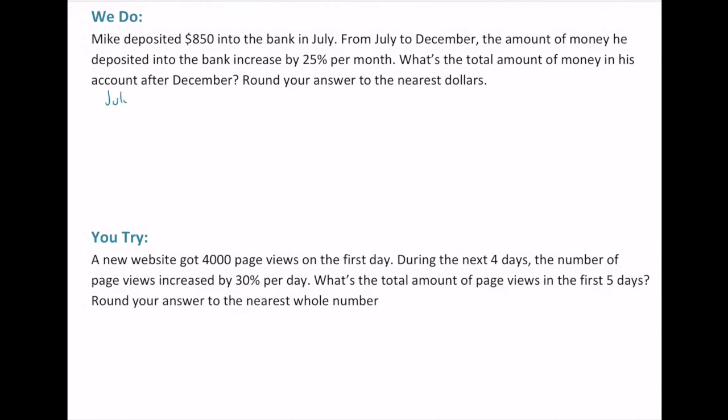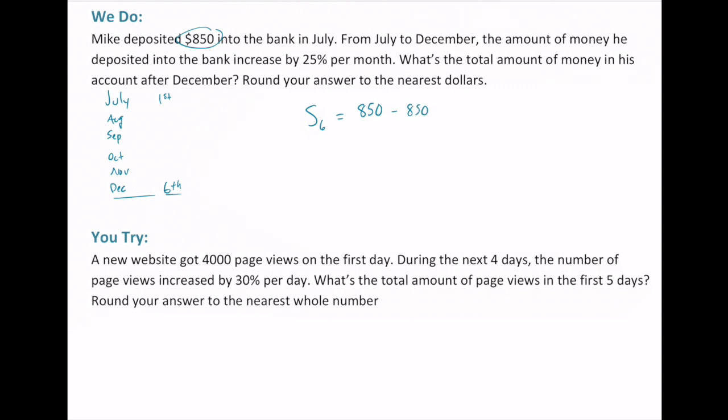Okay, let's call July the first month. Then we have August, September, October, November, and December. So December ends up being the 6th month. So we're trying to find the total amount of money after December. If December is the 6th term, I'm trying to find S sub 6, the sum of the 6 terms. Okay, A sub 1, that's our initial amount of money, is $850.